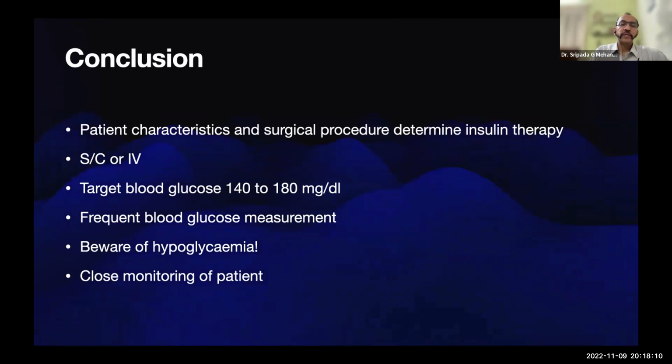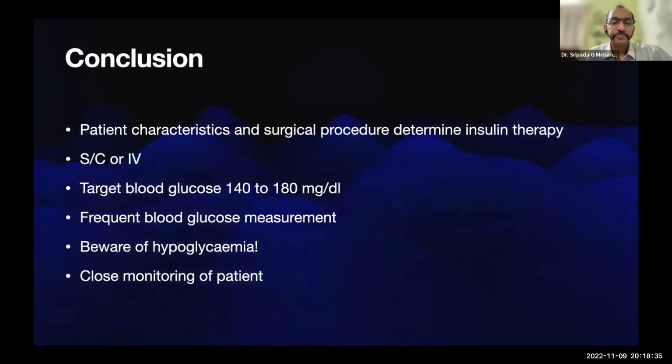To conclude, patient characteristics and the surgical procedure determine insulin therapy, whether you give SC or intravenous. Always target blood sugar levels between 140 to 180 milligrams per deciliter. Don't be very aggressive for tight control. It is very counterproductive, and liberal hyperglycemia is also not good. Frequent blood sugar measurements are the call of the day.